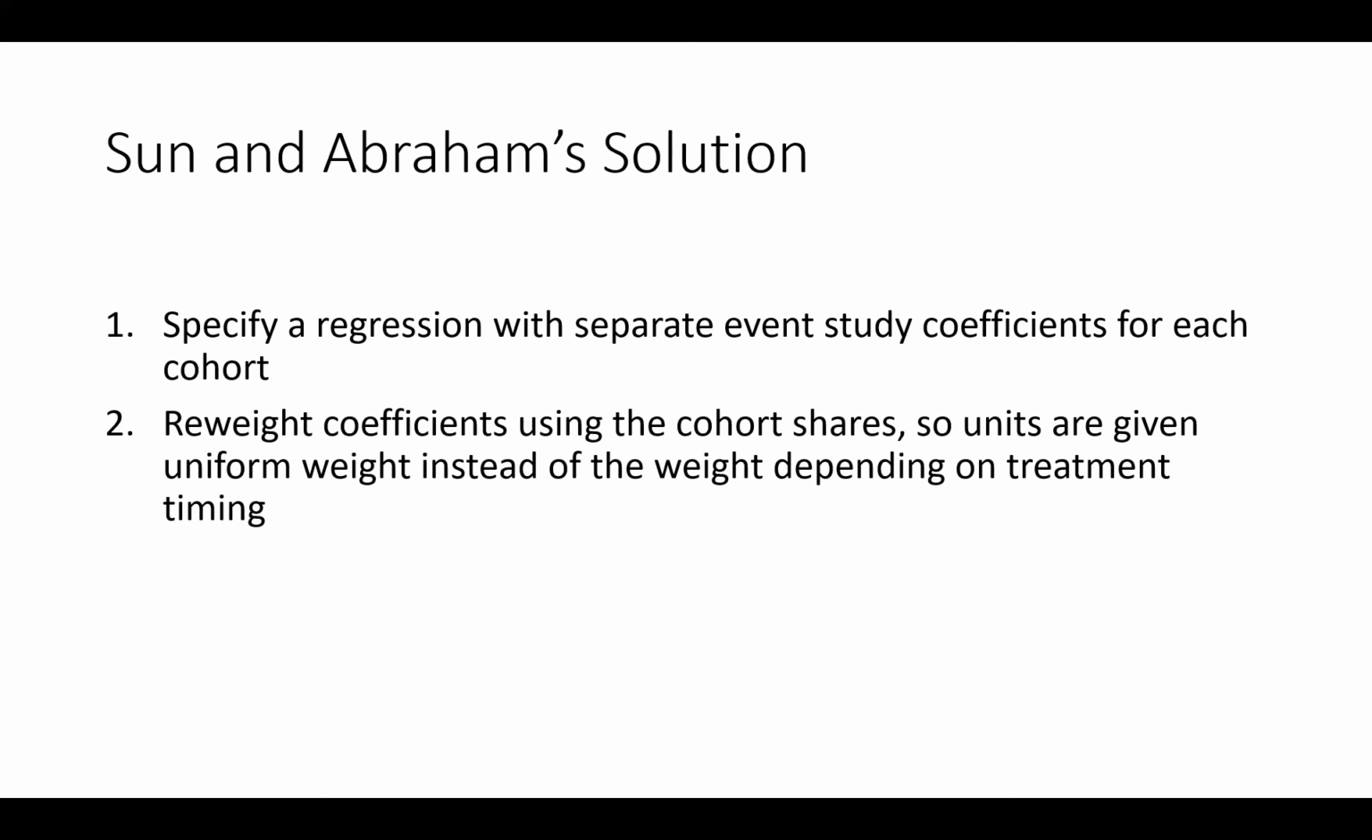and so every unit that's treated at a specific time period is going to be grouped into a cohort, and each cohort gets its own set of event study coefficients that are estimated. And when you do that, that gives you a proper estimate of treatment effects, a weighted estimate. Again, that has the issue of variance weighting, but they also propose a second step where they re-weight the coefficients so that it does actually recover the average treatment effect.